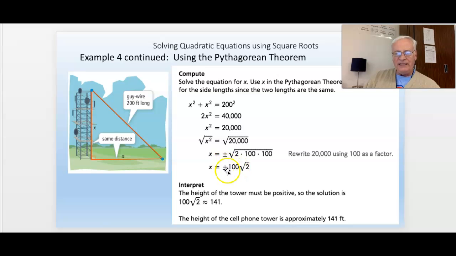Now this has a plus and a minus answer. In the real world, we know we can't have a negative distance. So the positive answer is the answer we're looking for in the real world. It looks like it's approximately 141 feet.